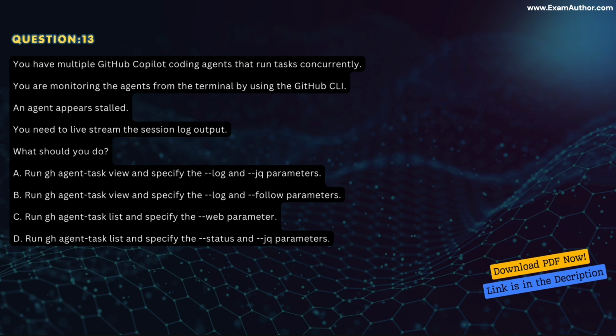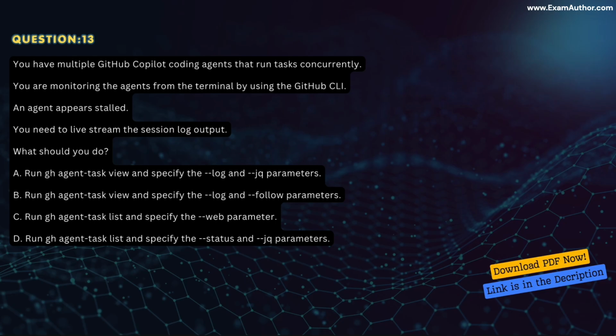Question 13. You have multiple GitHub Copilot coding agents that run tasks concurrently. You are monitoring the agents from the terminal by using the GitHub CLI. An agent appears stalled. You need to live stream the session log output. What should you do?